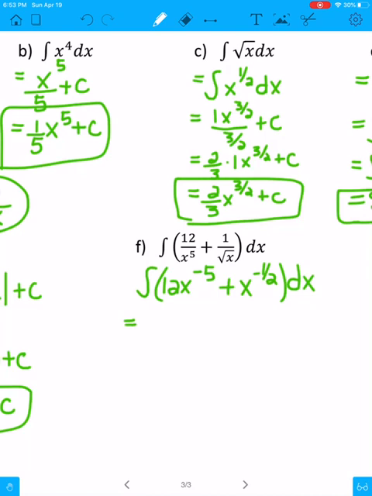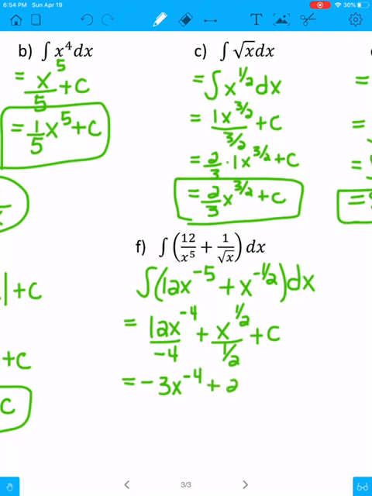So I'm going to get 12x, if I add 1 to negative 5, I get negative 4, divide by negative 4, plus x to the negative 1/2, add 1 to that, it's positive 1/2, and I divide by positive 1/2, and put a plus c. So I get negative 3x to the negative 4, plus, instead of dividing by 1/2, I multiply by 2 over 1, x to the 1/2, plus c.